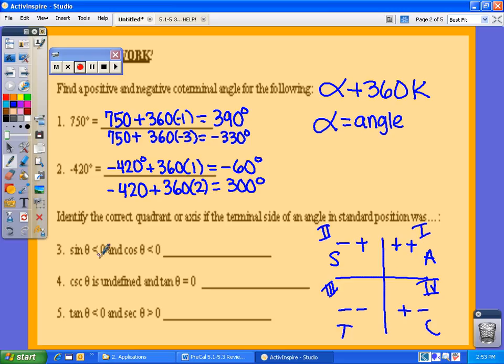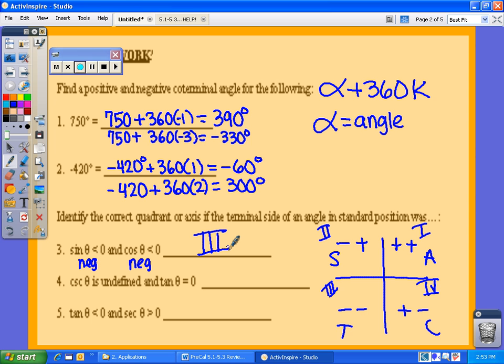Alright, first one says sine is less than 0, that means sine is negative. And cosine is less than 0, that means cosine is negative. The only time that happens is in the third quadrant. So that first answer is 3.